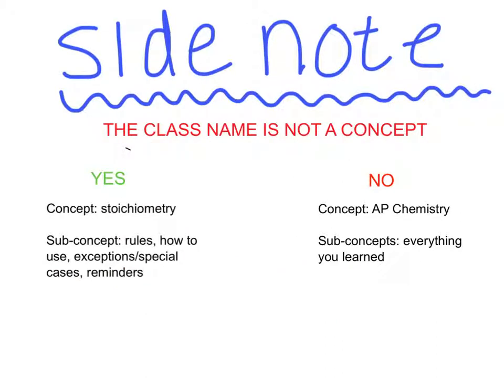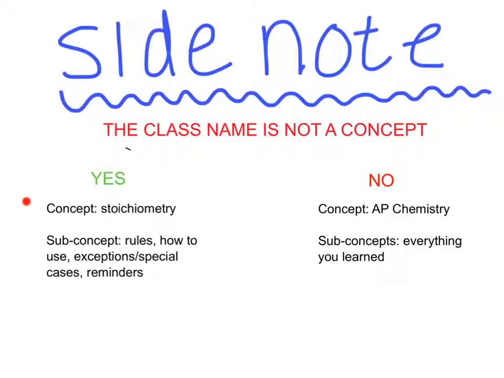One last side note before we continue on to making our study guides. When you are making your study guides, do not use your class name as a concept. AP Chemistry is not a concept, it's a class. And the sub-concepts will just get crazy complicated if you do it that way.